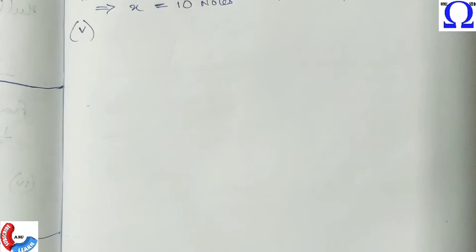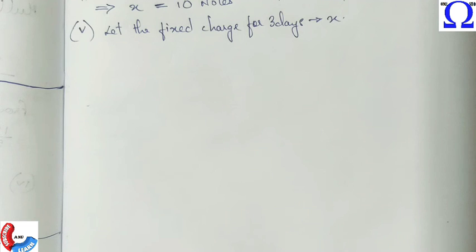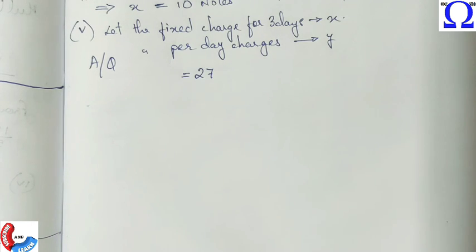The library charges a fixed charge for 3 days and the per day charge is different. So I am taking the fixed charge for 3 days to be x, and therefore per day charges will be y. Now Sarita pays 27 rupees if she kept the book for 7 days. Now 3 days is fixed, so per day charges will be paid for 4 days. Now for 1 day, y rupees. That means for 4 days, 4y rupees, and x for the first 3 days.